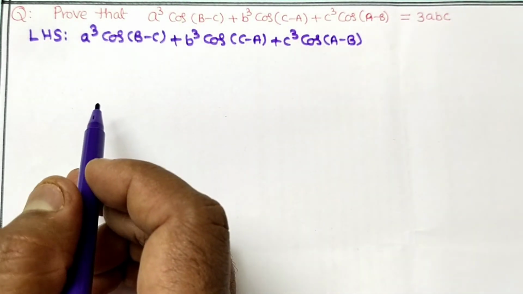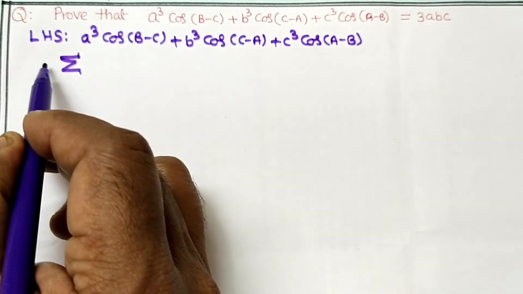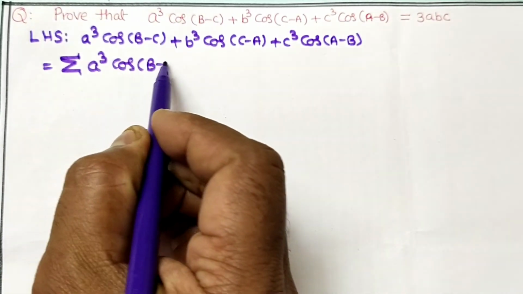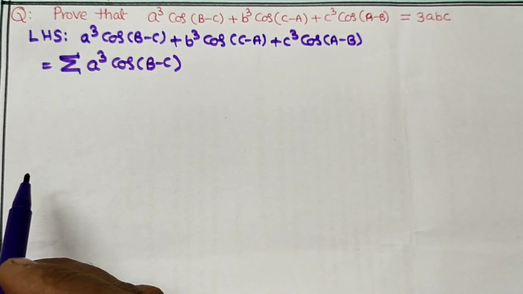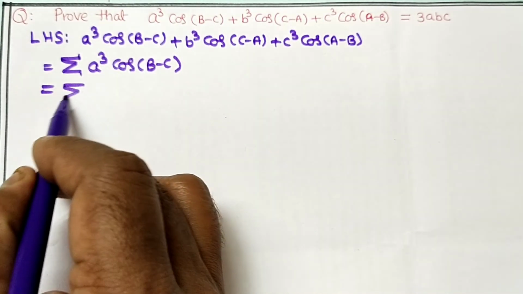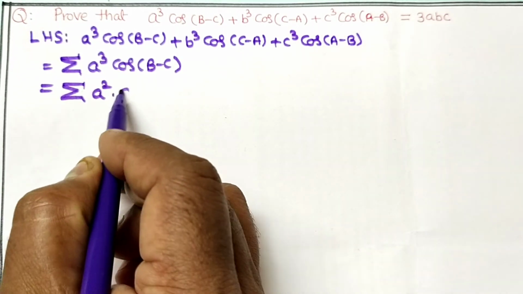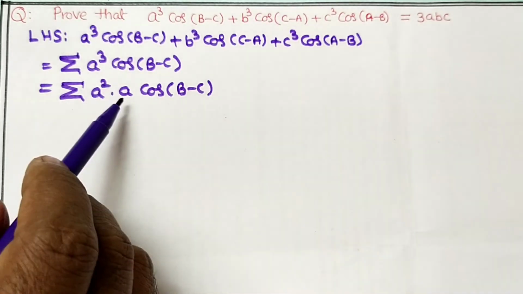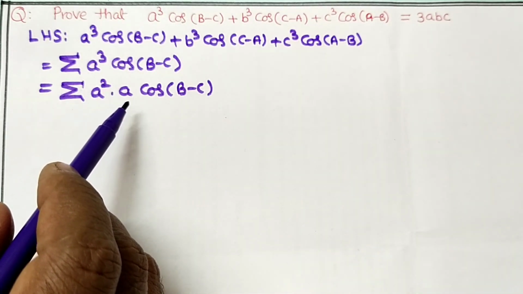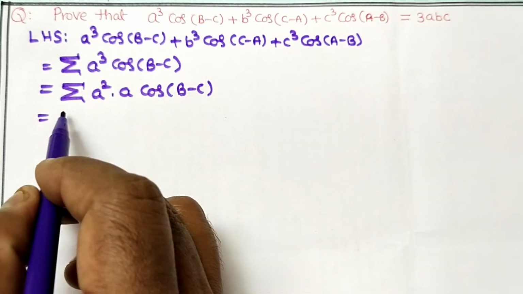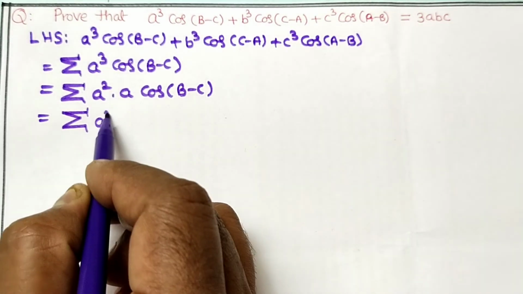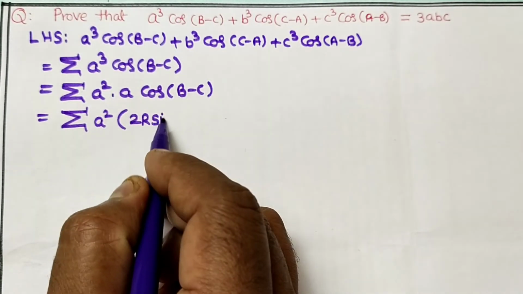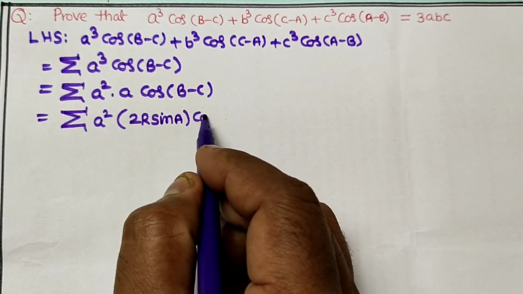This also can be written as summation a cube into cos of b minus c. After that, a cube can be written as a square into a into cos of b minus c. Here small a can be written as 2r sin a from sine rule, so sigma a square into, in place of small a, 2r sin a from sine rule, into cos of b minus c.